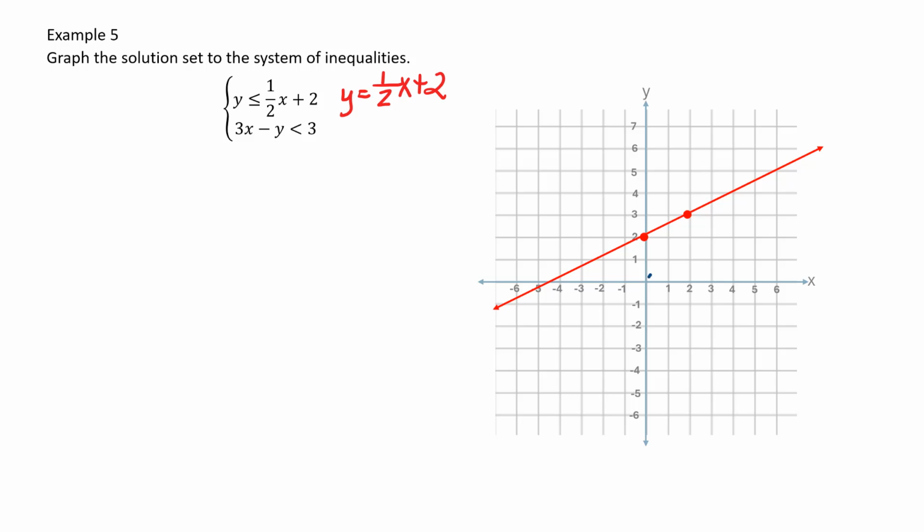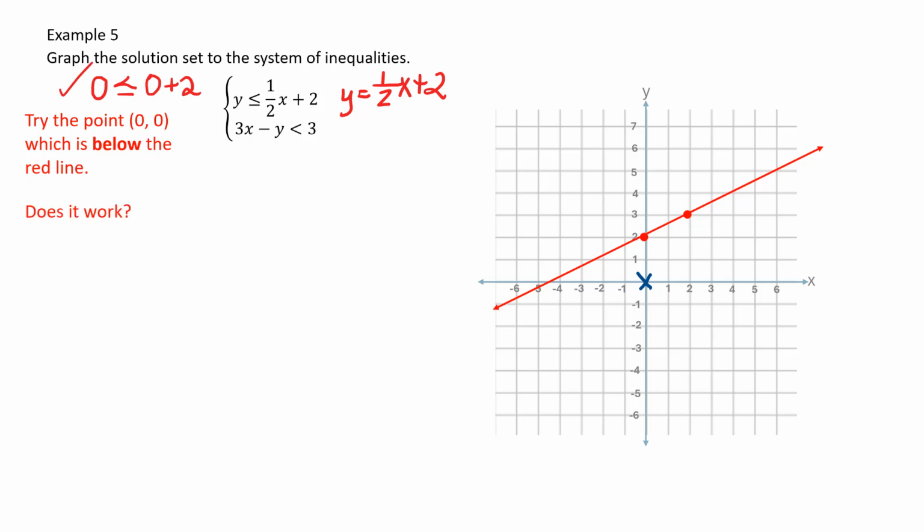I'm going to pick a point, (0, 0), since it's below the line. And so if I plug that into that first equation, I will get 0 is less than or equal to 0 plus 2, which is 0 is less than 2, which is true. So that side of that line needs to be shaded because, yes, that point does work.